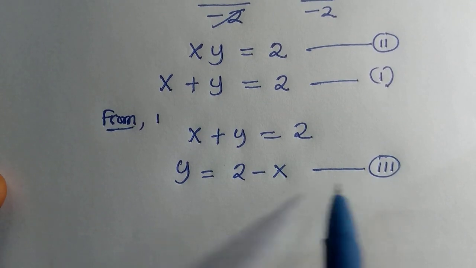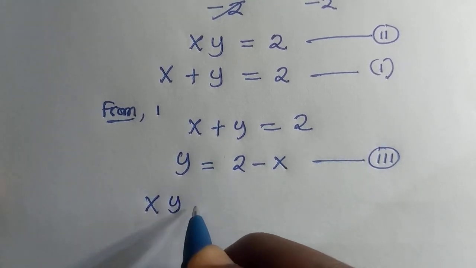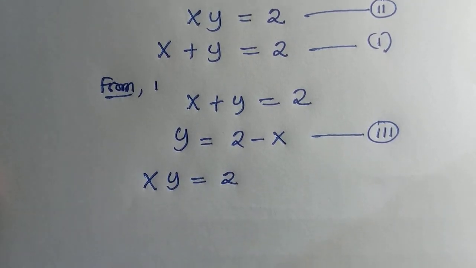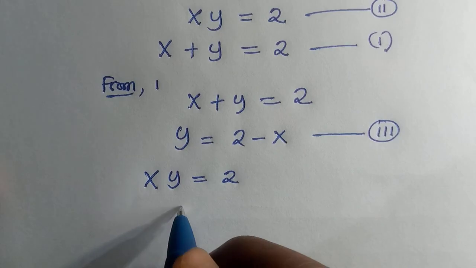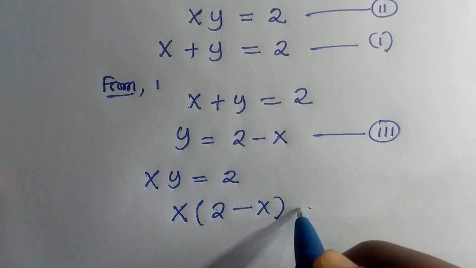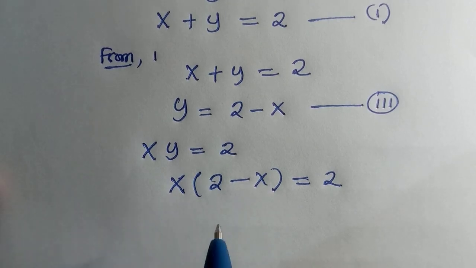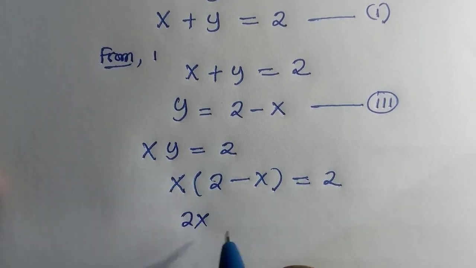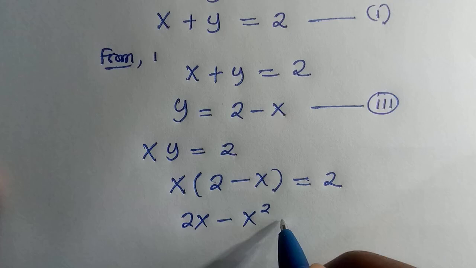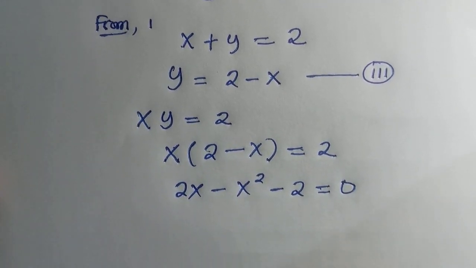So by putting equation 3 in equation 2, and equation 2 says xy equals 2. And since we have the value of y as 2 minus x, we try to substitute it, and we have x into bracket of 2 minus x equals 2. By expanding this, we have 2x minus x squared. Then we take 2 to the left hand side, it becomes minus 2 equals 0.